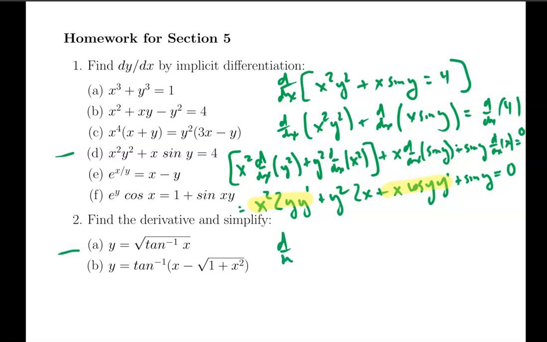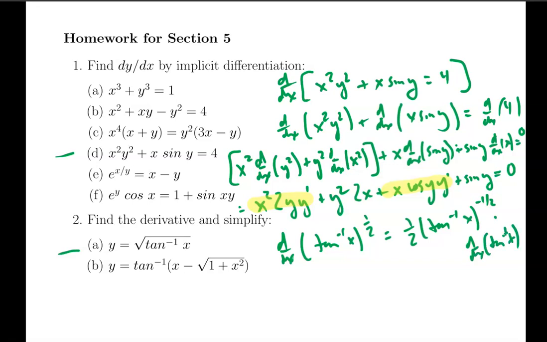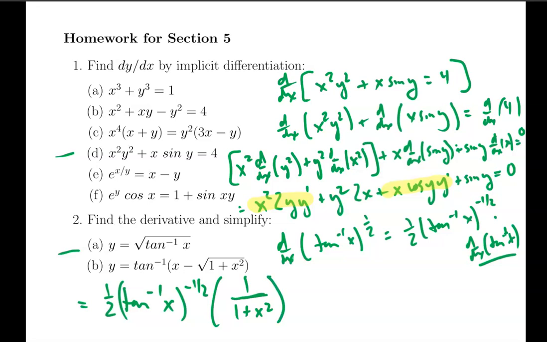So that's the same as finding the derivative of arctan of x to the 1/2. So really it's a power rule, generalized power rule, chain rule. So we get 1/2 arctan of x to the minus 1/2 times the derivative of tan inverse of x, right? So it equals 1/2 arctan to the minus 1/2, and then the derivative of this, remember, is 1 over 1 plus x squared. But you can combine with the 1/2 out front. I don't really care if you want to. Okay.